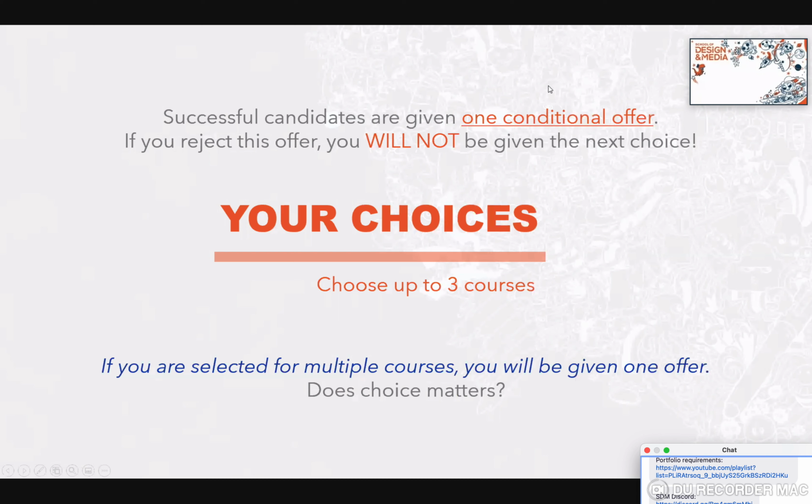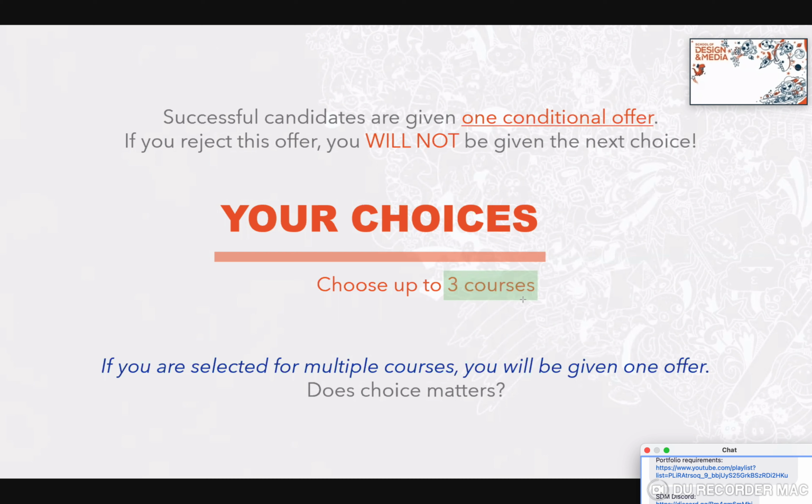Now, this is another important part that I think a lot of your seniors don't understand. Successful candidates, meaning you are selected by the course, will be given one conditional offer. Remember this: you choose up to 3 courses. What if you are wanted by 3 courses? When you are wanted by the 3 courses, you will not get 3 offers. You will get only 1 offer.